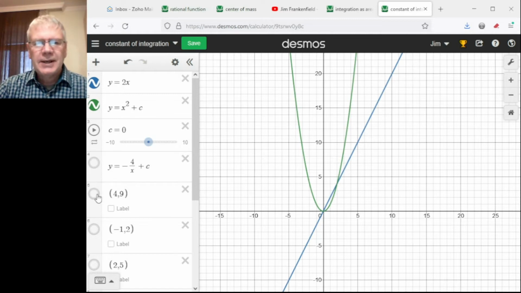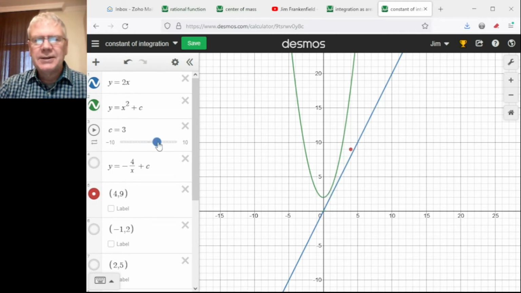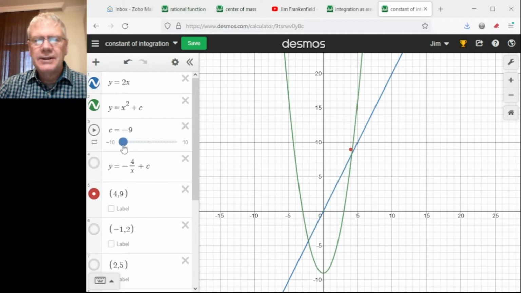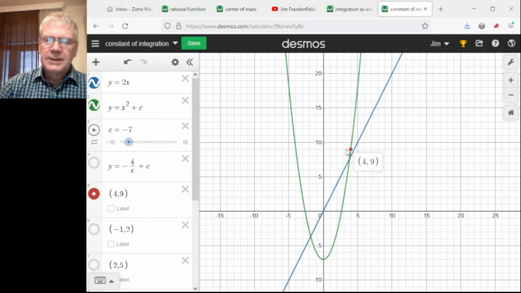So let's say we have a point like 4, 9. Maybe we know that point from making a measurement in the lab, or maybe it was given to us in the problem, but in reality it could be a measured point or an observed point, and the model we come up with needs to go through that point. So we change c, and actually it goes through here at -7. So when c is -7, I go through the right point.